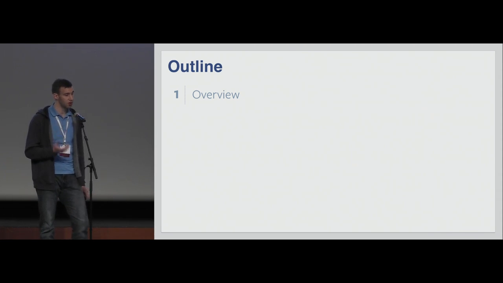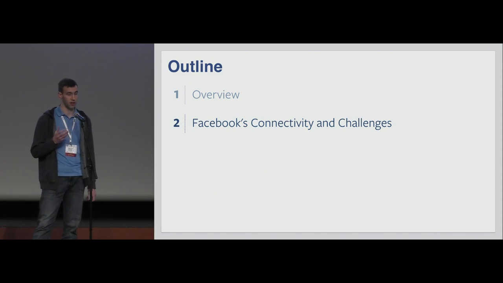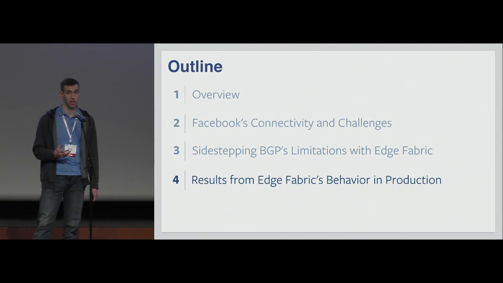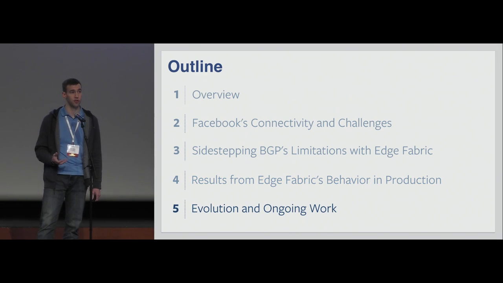So I've briefly gone over Facebook's network and an overview of the challenges. Next, I'm going to dive deeper into our connectivity and the challenges. Then I'm going to talk about how we sidestep BGP's limitations with Edge Fabric. I'll then talk about Edge Fabric's behavior in production. And finally, I'll talk about the evolution of Edge Fabric and some ongoing work.